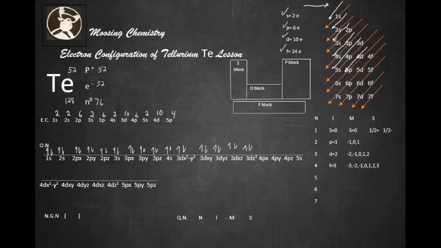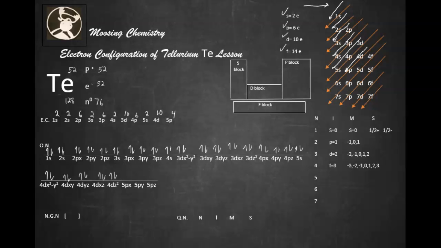All right, 4px, 4py, 4pz, down. 5s, up and down. Then the 4d orbitals: dx squared minus y squared, dxy, dyz, dxz, dz squared. So we go 4, 5, 6, 7, 8, 9, and 10. And then we have 4 electrons left.